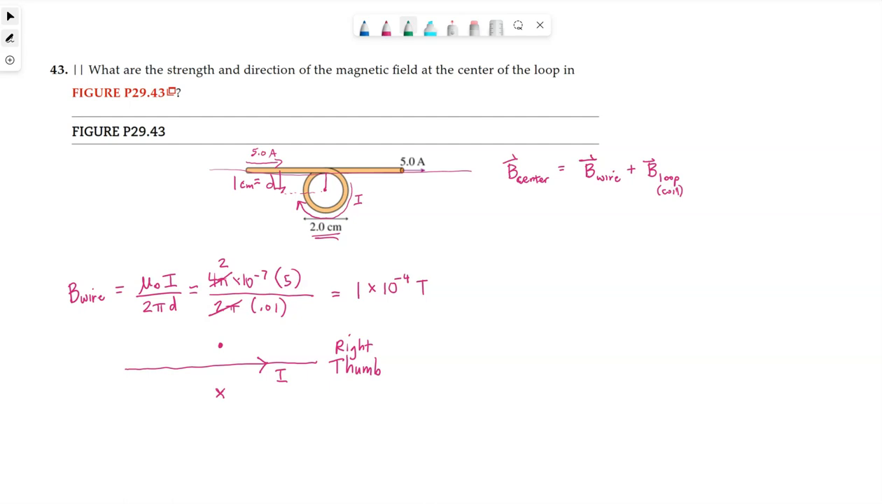So the magnetic field that this wire is creating is going to be circles around this wire, coming out on top, coming down, going in on the bottom. Since the center of the loop in our picture is below this wire, this magnetic field at that exact location is going to point into the screen. Okay, so now we need to account for B of the loop.